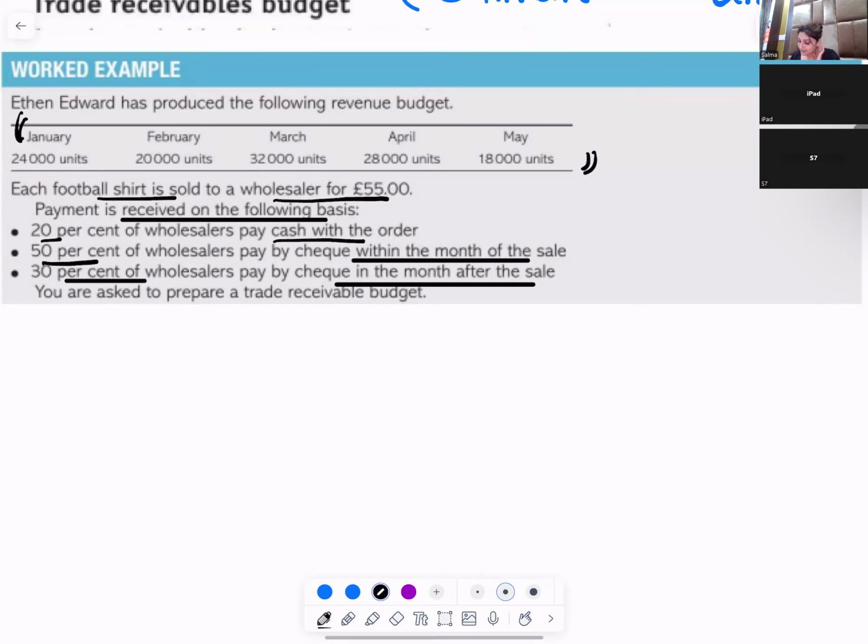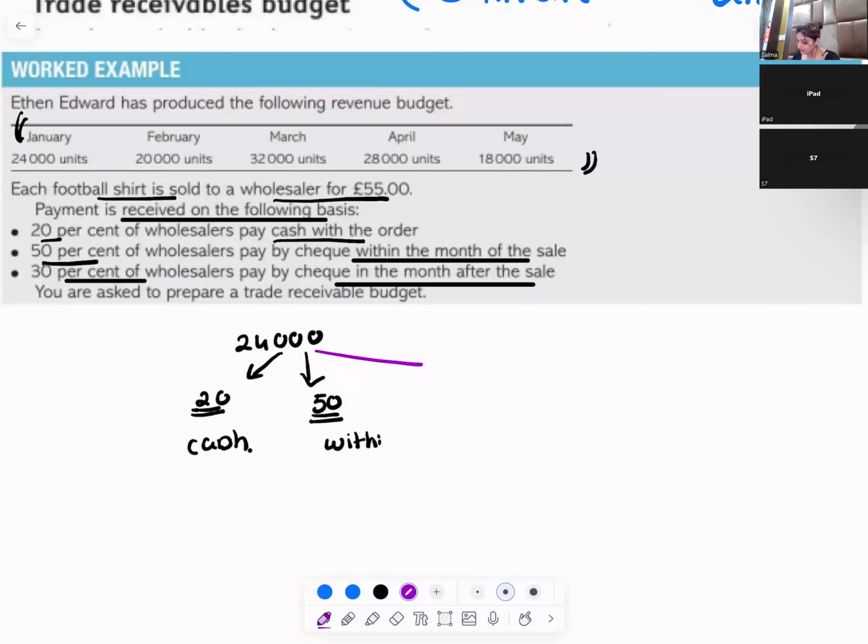20% of the wholesalers, they are selling 24,000 units, right? 20% of the wholesalers pay full cash. 50% of the wholesalers would pay us by check within the month of sale. And 30% of the wholesalers are going to pay us 1 month after sales.